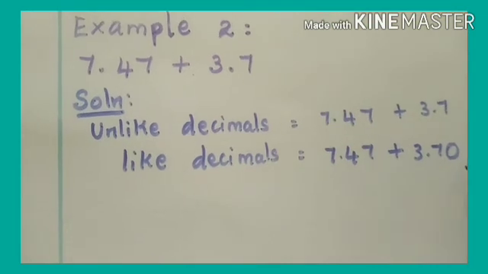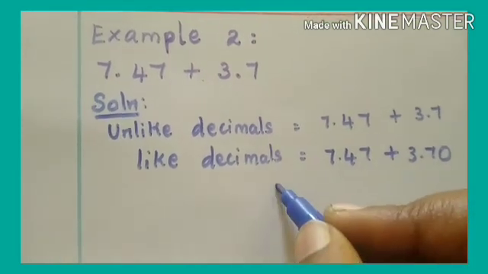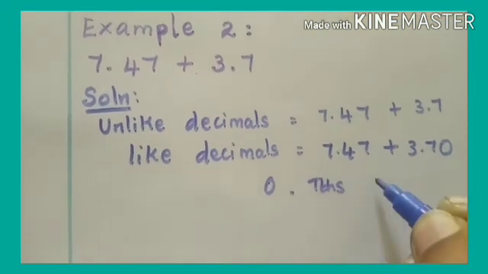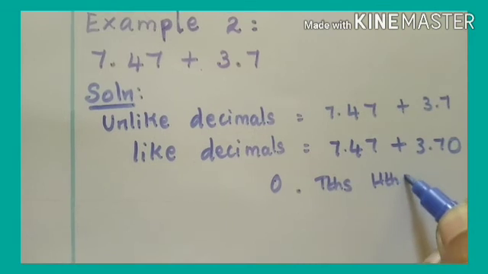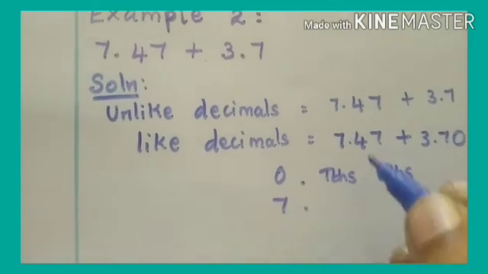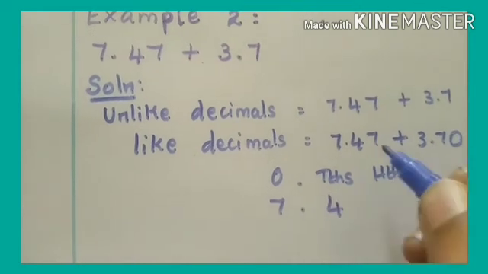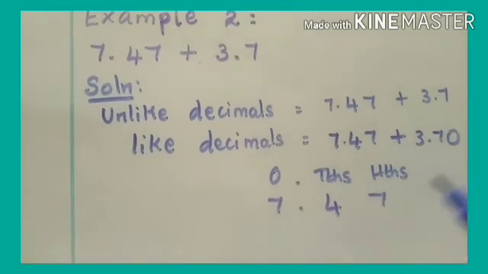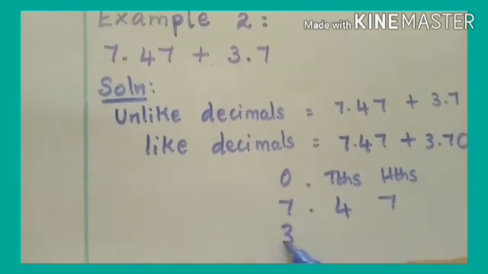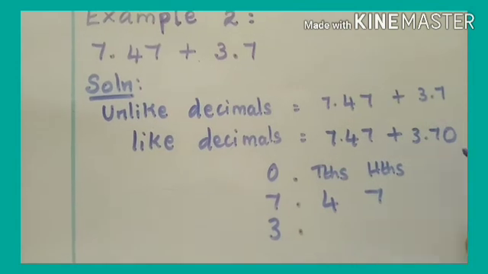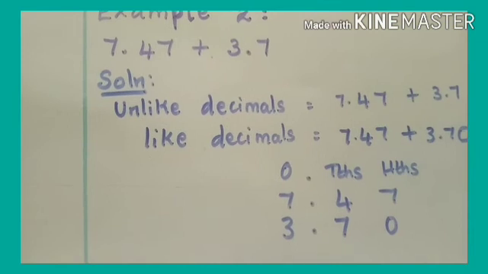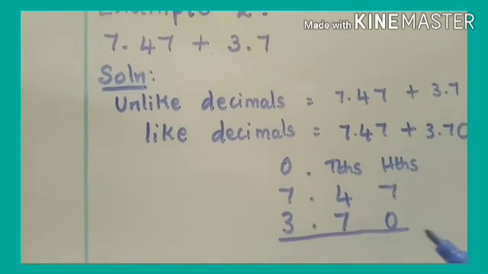Now write the place value chart. Ones, point, tenths and hundredths. 7 in ones place, 4 in tenths place, 7 in hundredths place. Now write the other number: 3 in ones place, point, 7 in tenths place and 0 in hundredths place. Let's add these decimals.